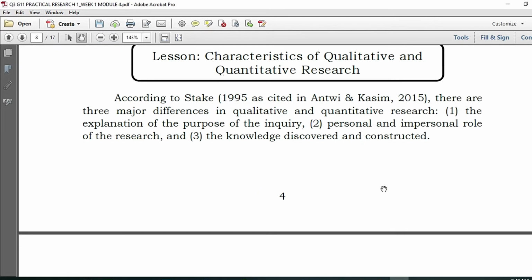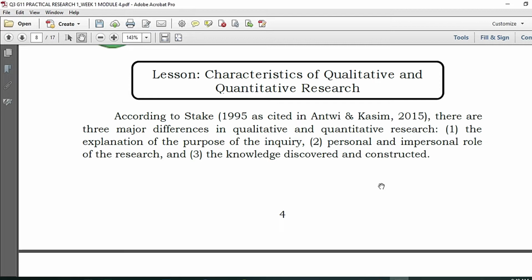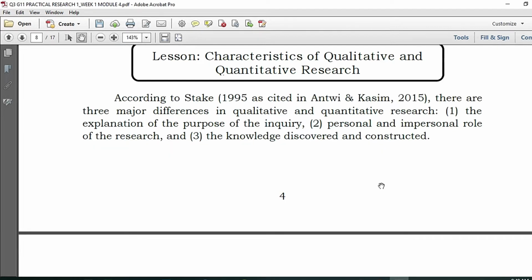Okay, so let's now study the characteristics of qualitative and quantitative research. So let's compare the two. According to Stake 1995, as cited in Antwi and Kasim 2015, there are three major differences between qualitative and quantitative research. Number 1, the explanation of the purpose of the inquiry. Number 2, the personal and impersonal role of the researcher. And number 3, the role of discovered and constructed knowledge.